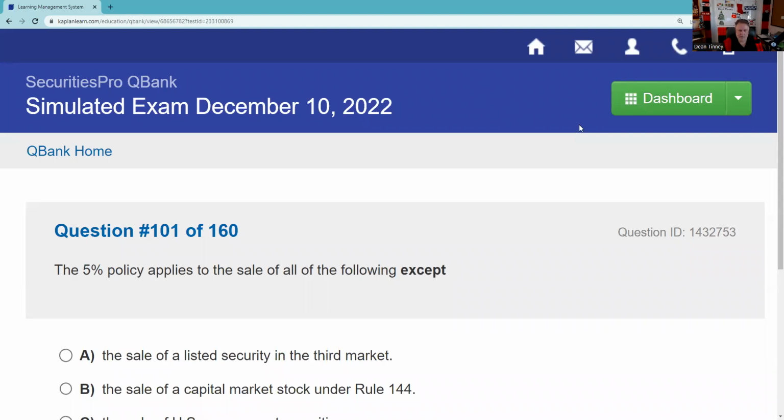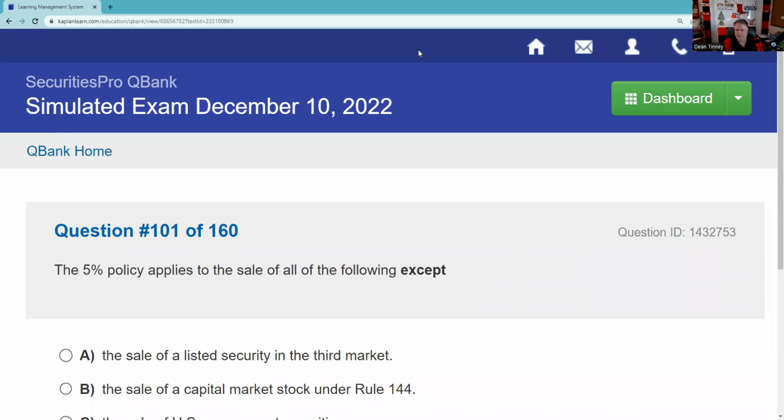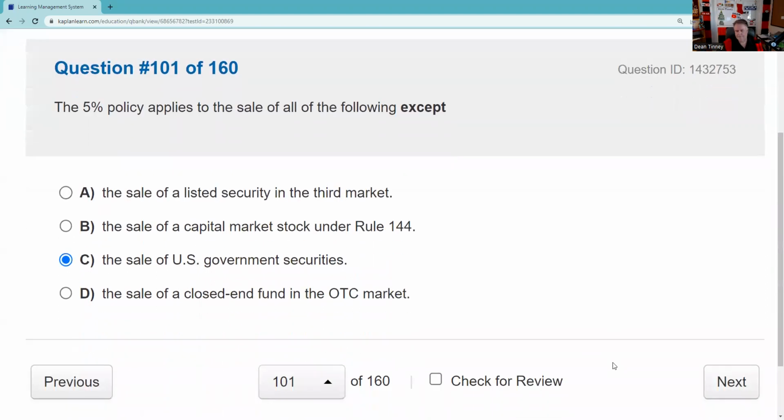Question 101. The 5% policy, right? It's not a rule, it's a policy. So we can charge somebody more than 5%. The sale of a listed security in the third market, that's an over-the-counter transaction, absolutely. The sale of capital market stock under 144, FINRA has regulatory authority. The sale of government securities, no. I don't like this question. And C is the right answer, but what I don't like about it is the one that you're going to get asked on the test is it doesn't apply to the primary market. It doesn't apply to any offering made with a prospectus.